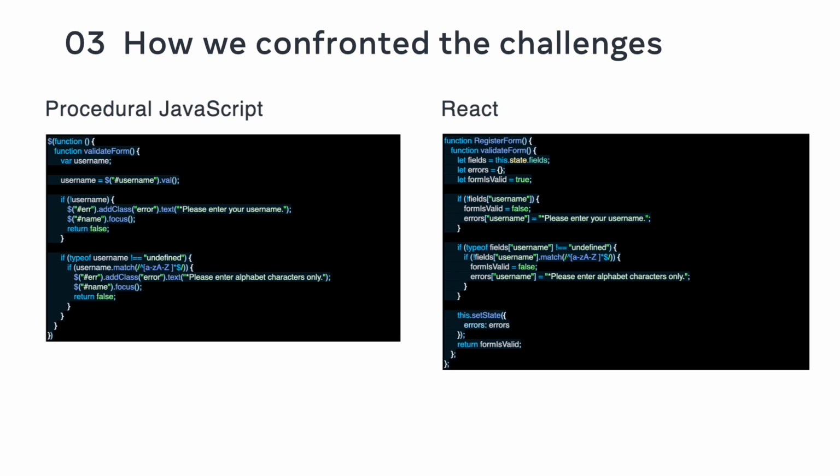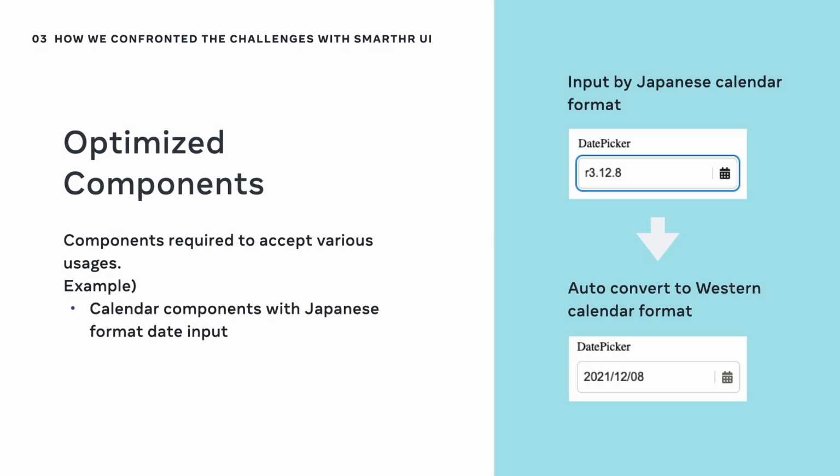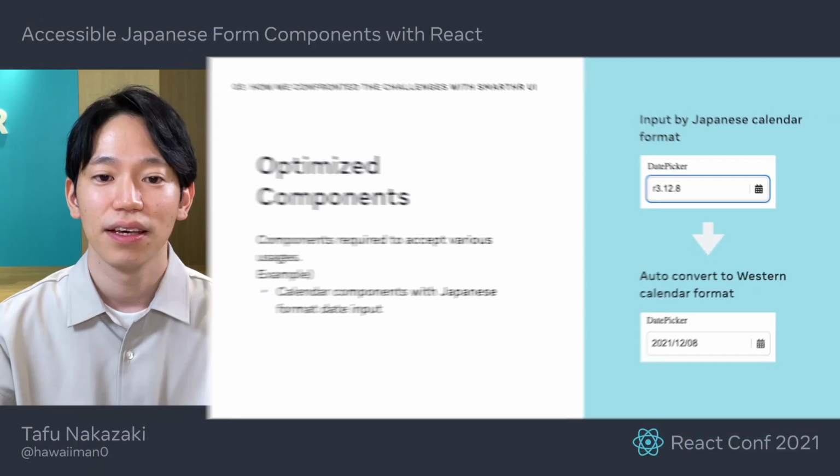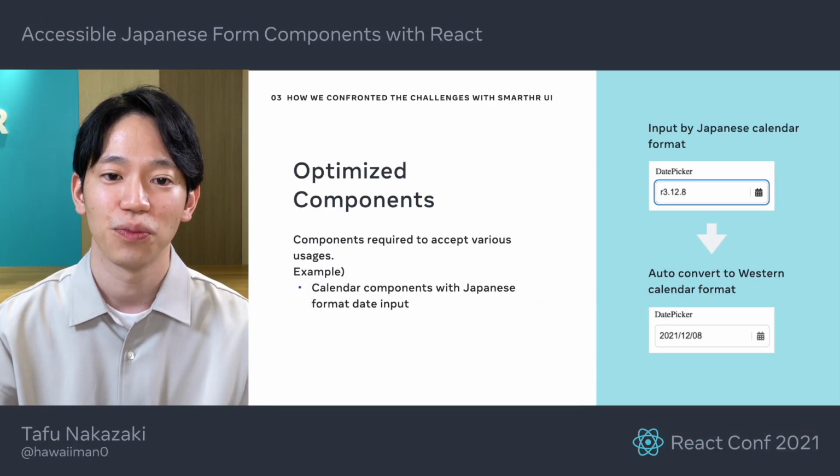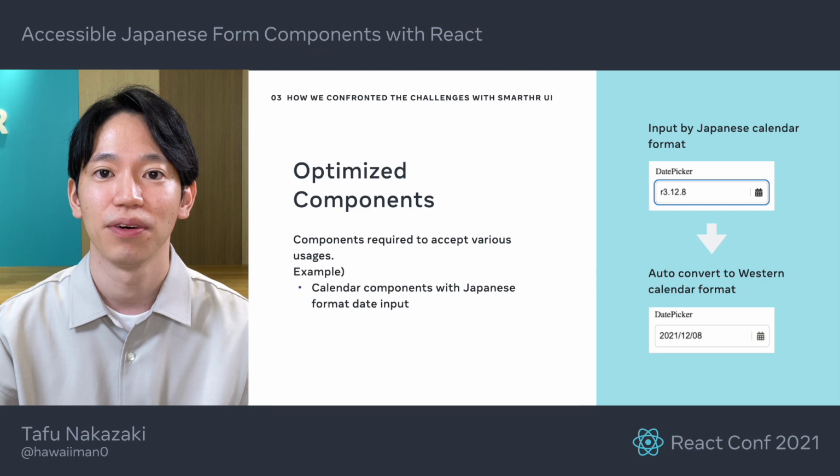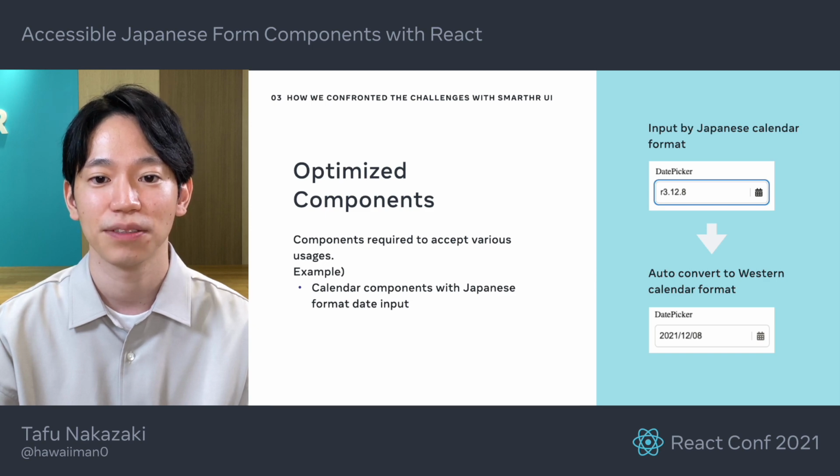But thanks to React, which can retain the state and switch the declarative UI depending on the state, we were able to implement it easily. Also, as a characteristic of the product, it is required to use optimized components in various situations, such as date pickers, that need to allow both Japanese and Western calendar input for date input. In order to address these issues, we have created our own UI component library, which I will explain later.